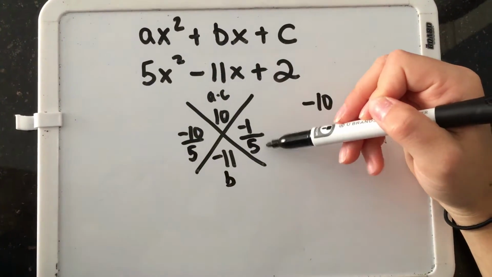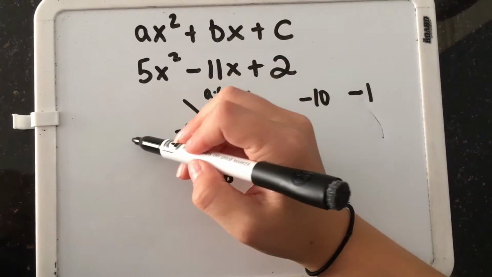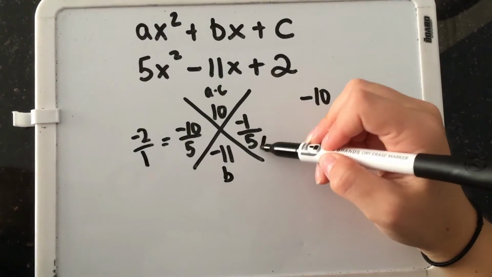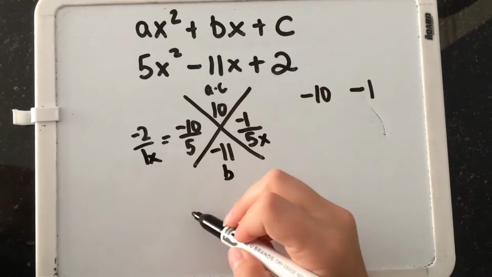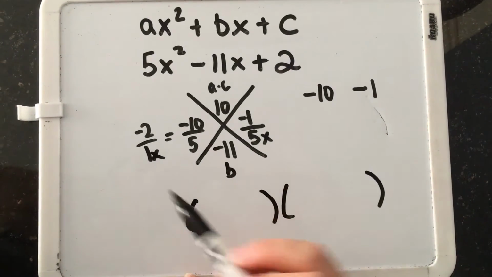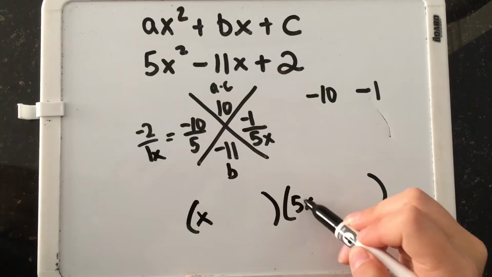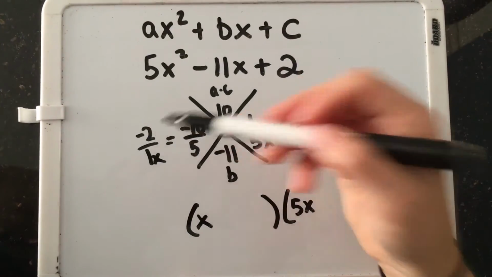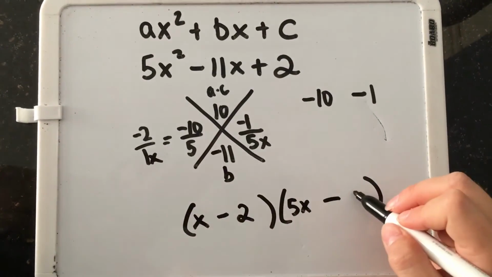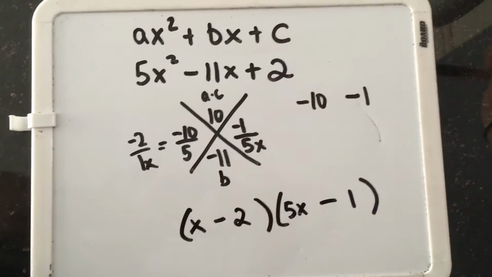This is an irreducible fraction, so we're going to leave it how it is. And this fraction, negative 10 over 5, reduces to negative 2 over 1. Now the last step, add your x to the denominator and set up your linear factors. Our first factor is x, 1x, and our second factor starts with 5x. Notice that both factors have subtraction, and our first factor has a 2, and our second factor has a 1. So we're left with x minus 2, 5x minus 1.